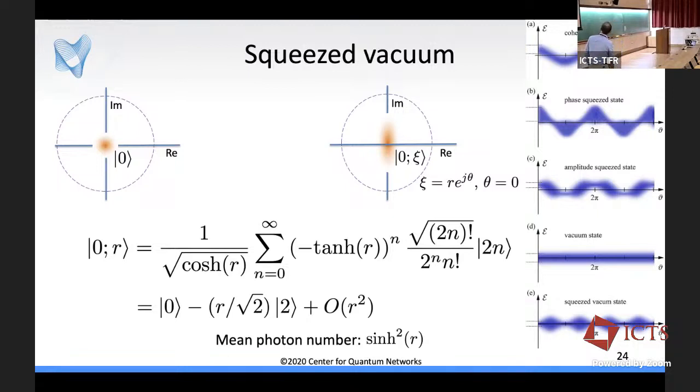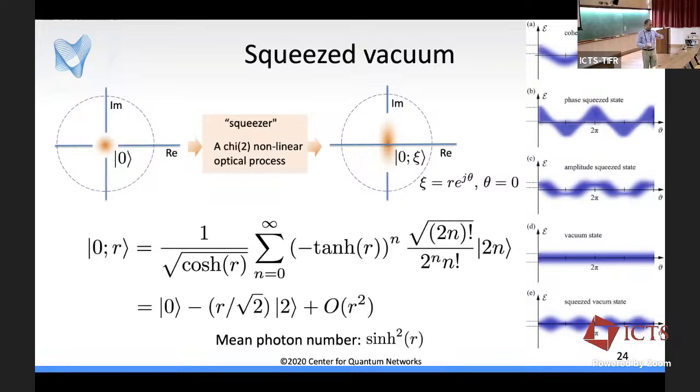And this is a coherent state, this is a phase squeezed and amplitude squeezed state. All right, so how do you generate squeezed vacuum? Well, what you do in the lab is that you squeeze the vacuum. You take the vacuum state and then you pass it through a chi-2 nonlinear optical process, for example. There are other ways to do it as well. And this thing is called the squeezer.